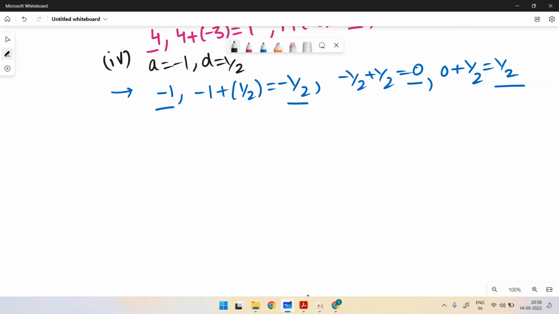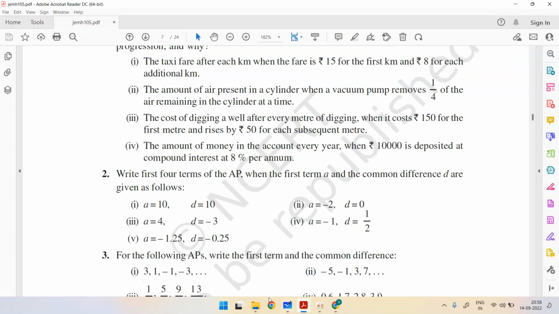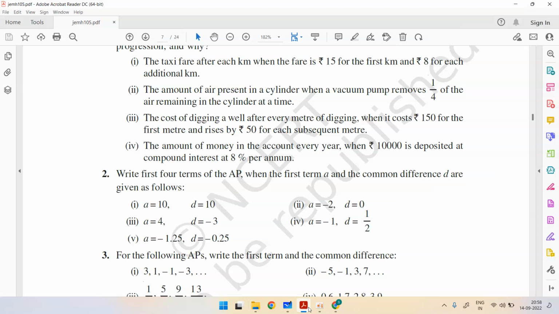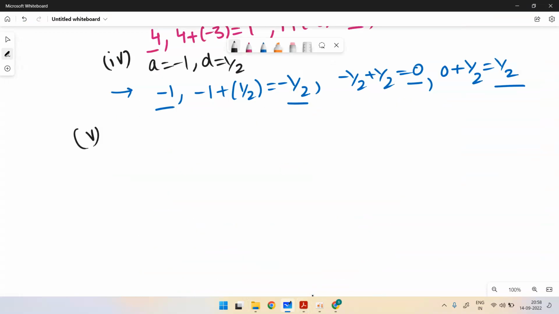Now the third question. Sorry, the fifth part, there is one part left. This fifth part is: A is minus 1.25 and D is minus 0.25.